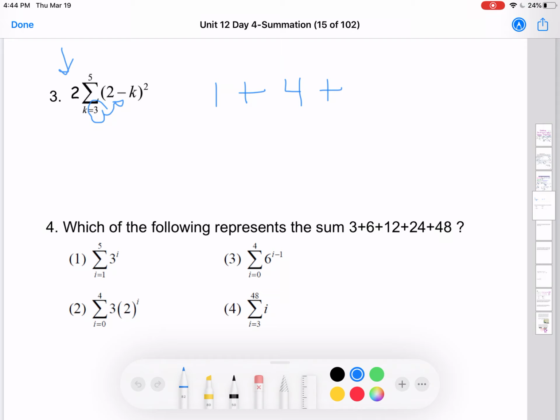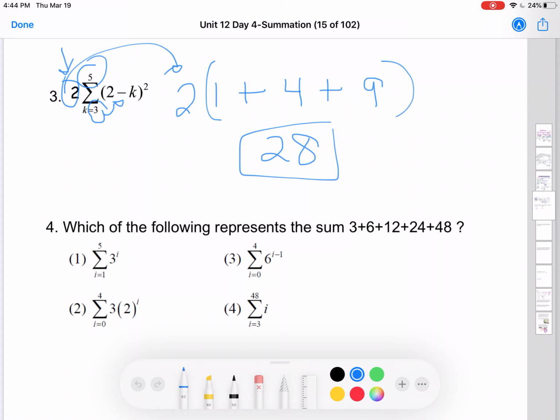I'll plug in the number 5. 2 minus 5 is negative 3. Negative 3 squared is 9. Now why am I going to stop there? Because 5 is the last number to plug in. And now I'm just going to put a little 2 in front because that's what this 2 in front means. Multiply times your sum and you get 28.